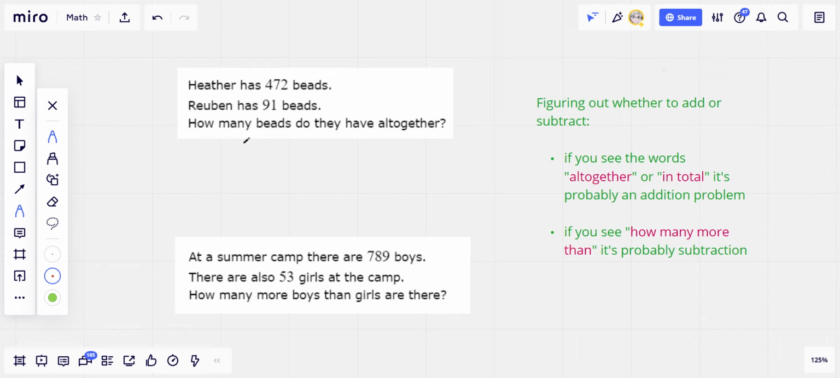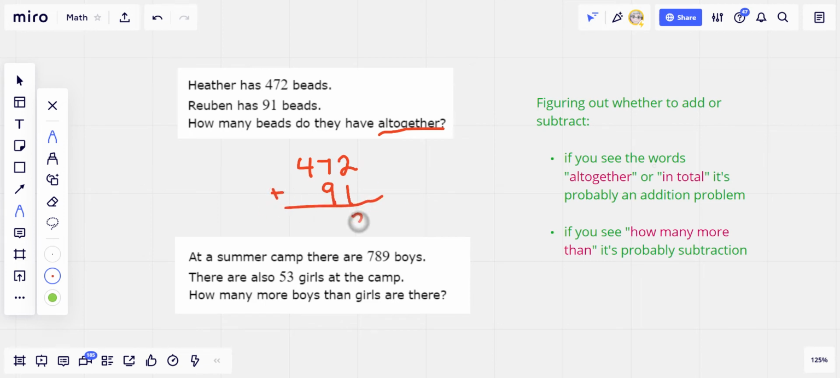Let's try this. We've got these first two figured out in terms of whether it's addition or subtraction. Here we have altogether, how many beads altogether? Heather has 472 and Ruben has 91. How many do they have altogether? Well, we're just going to do our addition. The first thing is to line them up according to place value. So I've got 472 and I need to put the 91 like this so that the ones are over the ones and the tens are over the tens. And then we can just add.